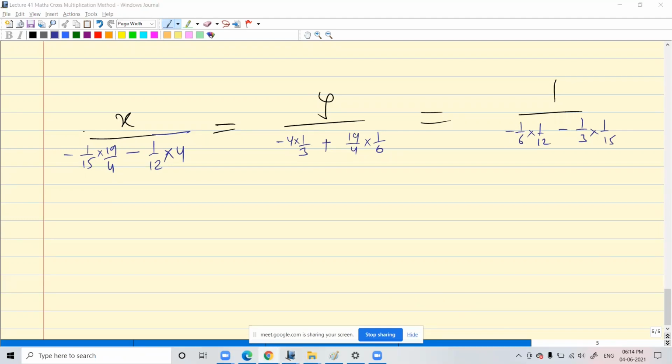So let's complete this. Actually, we have exceeded the time for the maths class, but let's borrow some time from the science and we'll complete this.